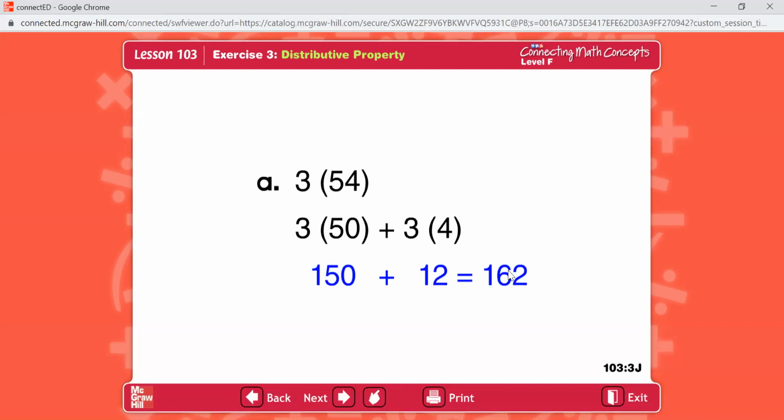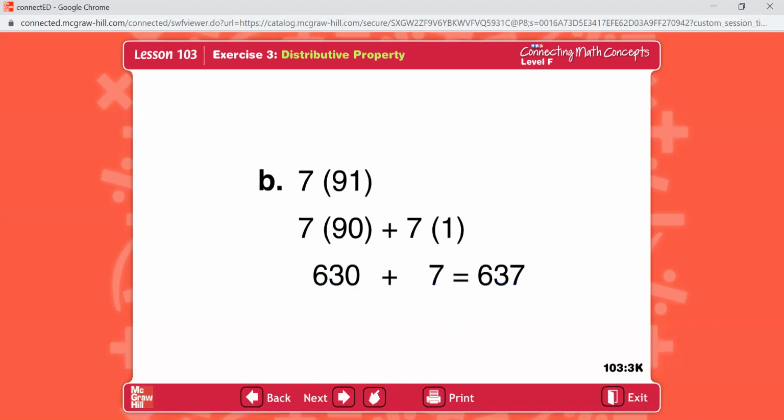Problem B, you're going to complete the work for 7 times 91. The two problems you'll add together are 7 times 90 plus 7 times 1. Write those problems below, then complete the equation. Here's what you should have. Problem C, 4 times 85. The two problems you're going to add together are 4 times 80 plus 4 times 5. Do that now. Here's what you should have.